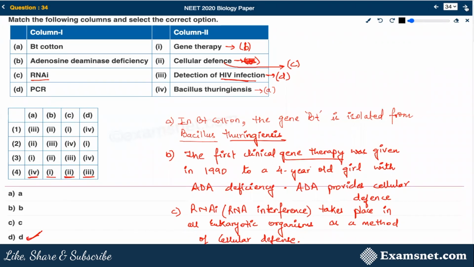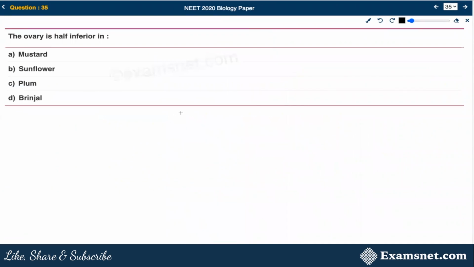Now, let's move on to the next question. The next question says that the whole ovary is half inferior in. Ovary is half inferior basically means that the ovary is in perigynous condition. There are basically three kinds of conditions where the ovary can be found in a flower with respect to its position. It can be hypogynous, epigynous and perigynous. So ovary is half inferior primarily means that it is talking about perigynous flower.